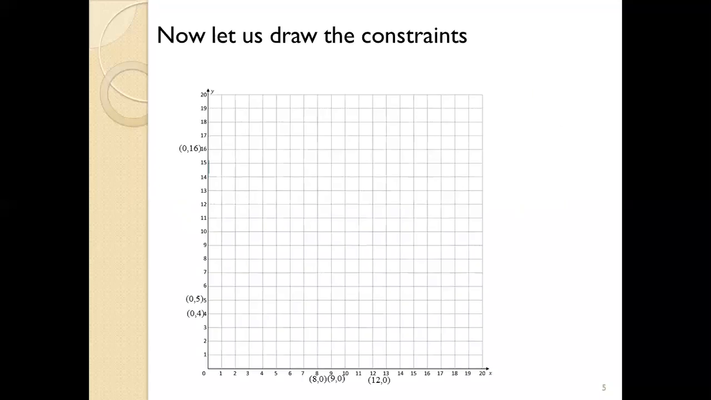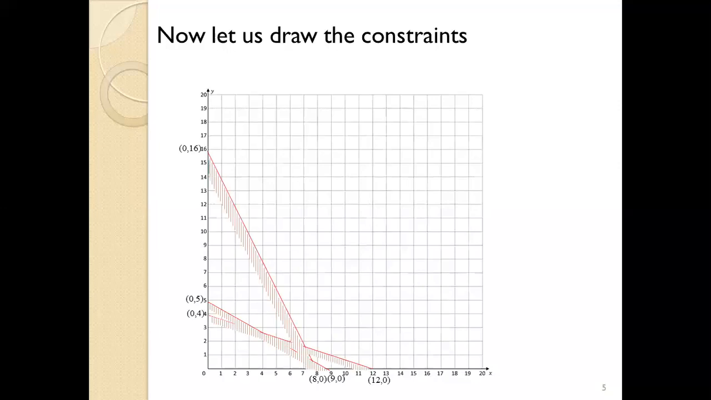We will start with 5x plus 9y less than or equal to 45. First, we will draw 5x plus 9y equals 45. (0, 5) is the first coordinate and (9, 0) is the other, and this is the line. Then we will mark the inequality of less than. To mark it, we have to shade the less than side like this. Similarly, we can mark the other inequalities as well.